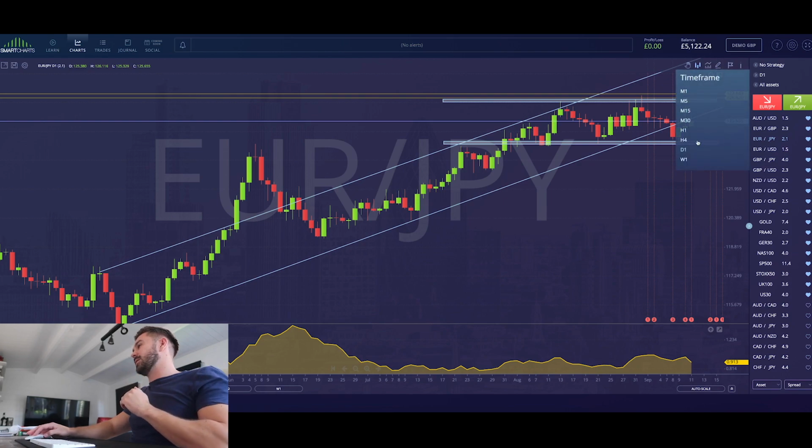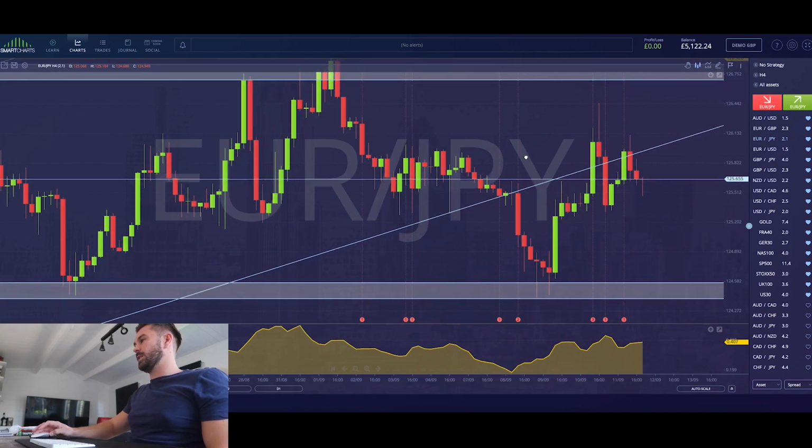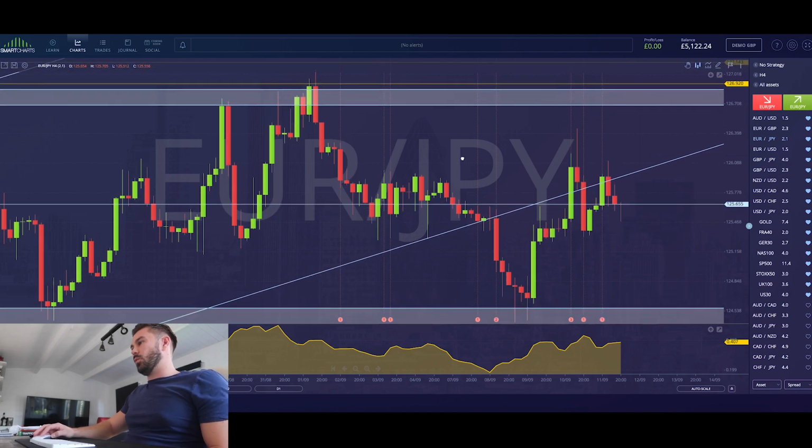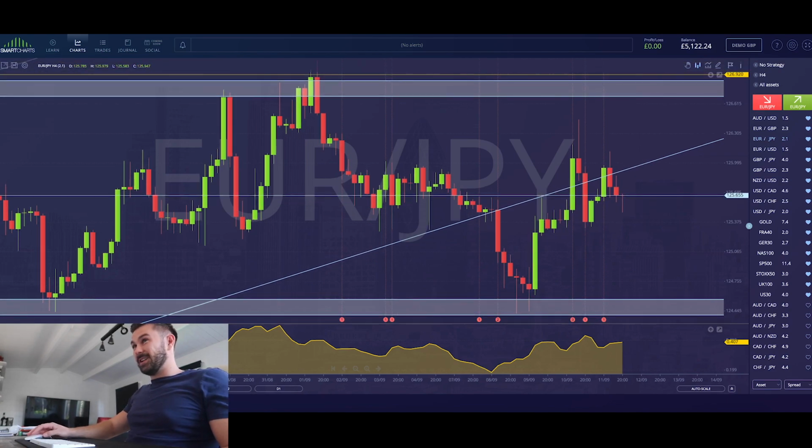So let's just go back into the 4-hour window. Now, where should I be looking? What area should I be looking at? Remember, this is the trend line from the daily. It's broken a trend line. It's tried to come back in, failed. Tried to come back in again, failed. What is it going to happen next?